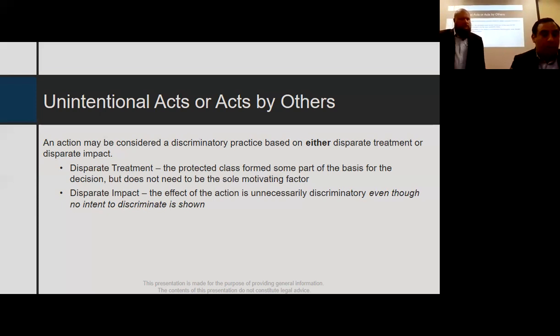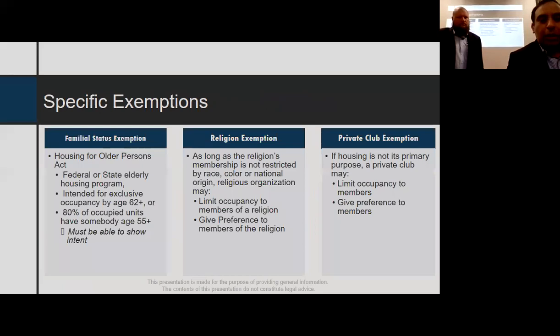And then if that happens, then the plaintiff, the person who's complaining, would have to show that, and it's a big burden, that the defendant could have done what they wanted to do, what they intended to do, in a different way without being discriminatory. So that's discrimination under the Fair Housing Act in a nutshell.